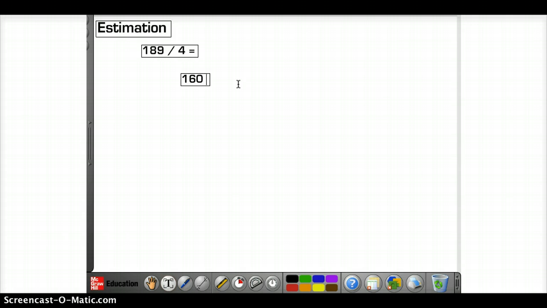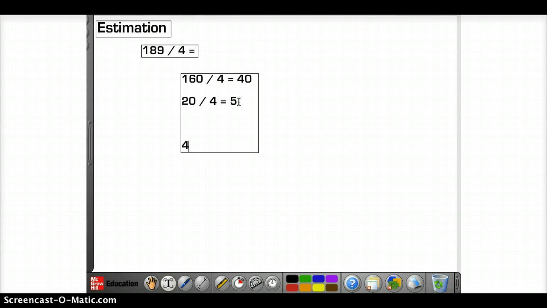Because I know 160 is both close to 189 and divides into 4 evenly, I'm going to start with that. So here I have my quotient as 40. I also know that 20 divides evenly into 4, and so I'm going to add that so that I'm even closer to 189. So here my quotient is 5.